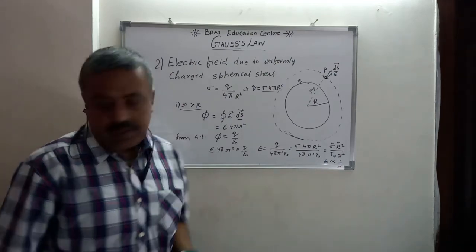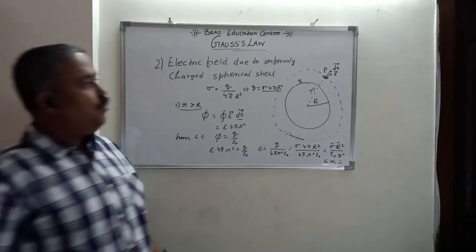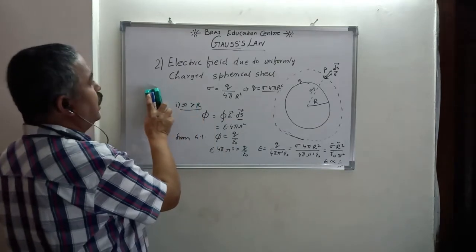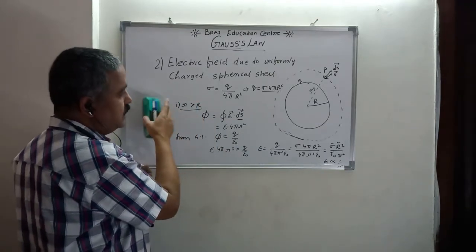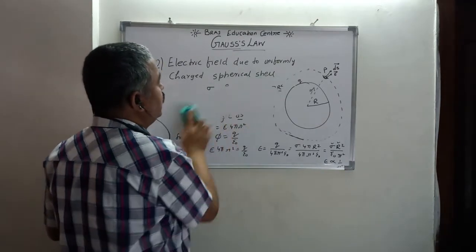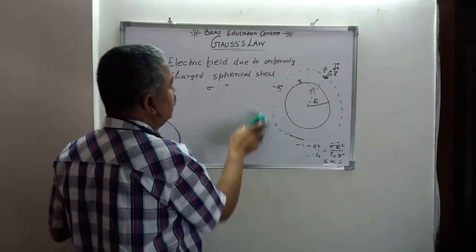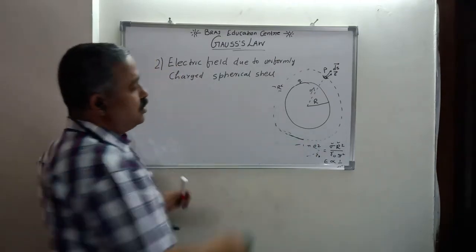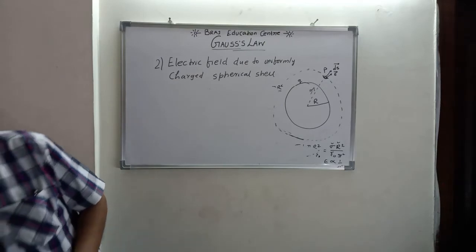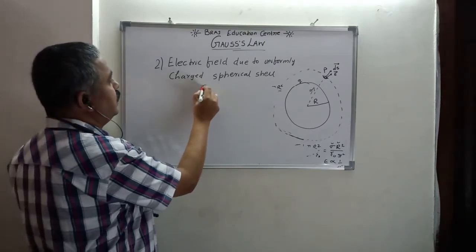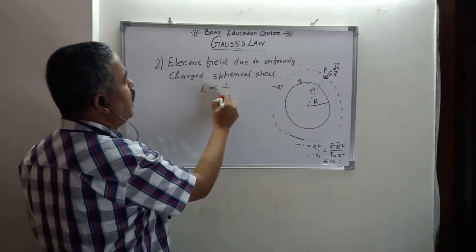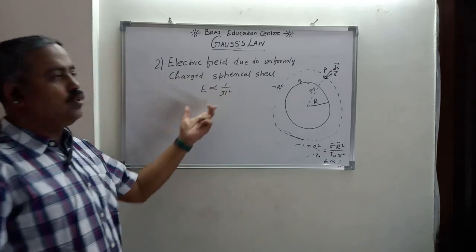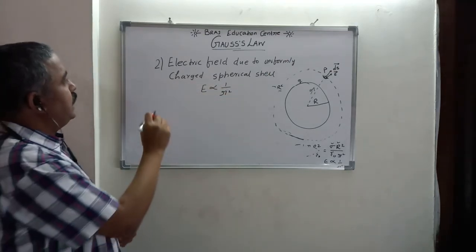Alright, so let me write that very clearly again. What we have concluded after this derivation about the charged sphere from the first case is that electric field is inversely proportional to square of distance from the center of the sphere. E is proportional to 1 by r square. This we can use when we make the graph for it.